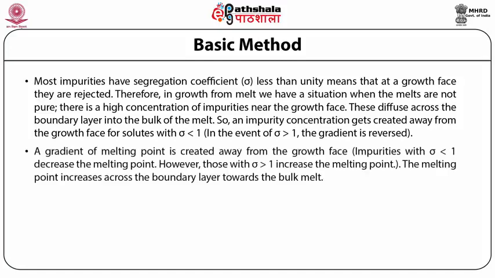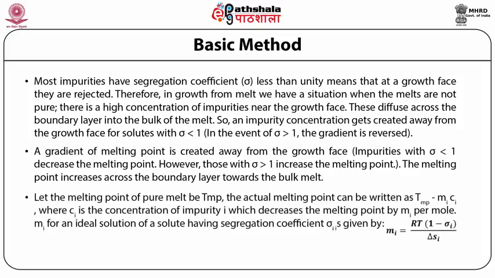A gradient of melting point is created away from the growth phase. Impurities with sigma less than 1 decrease the melting point. However, those with sigma greater than 1 increase the melting point. The melting point increases across the boundary layer towards the bulk melt. Let the melting point of pure melt be T_MP.